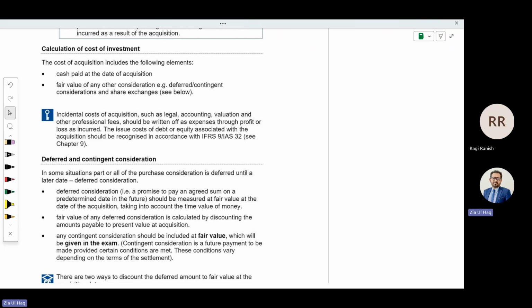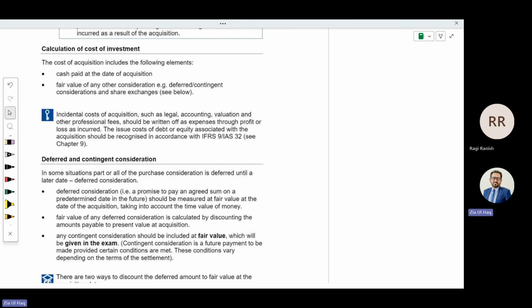So 100,000 will be cash consideration, and the remaining we will pay in future. We need to incorporate that amount of 50,000, but not 50,000 itself. We need to calculate its present value using the discount factor. Suppose present value is 45,000. So we'll add 45,000 plus 100,000, 145,000 as consideration paid.